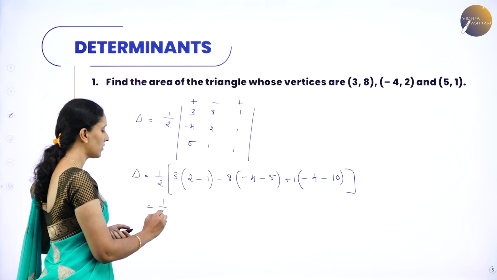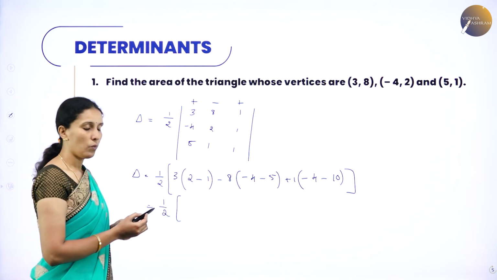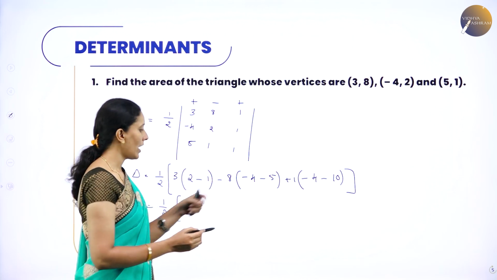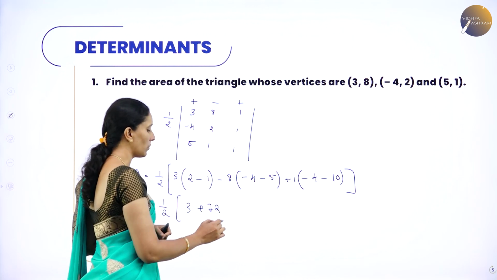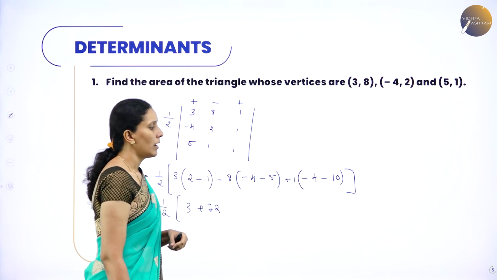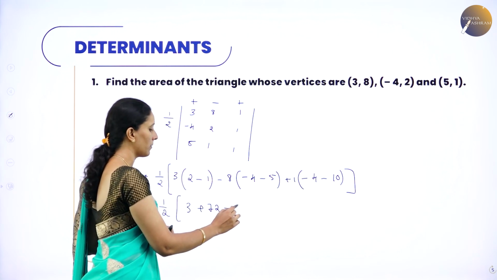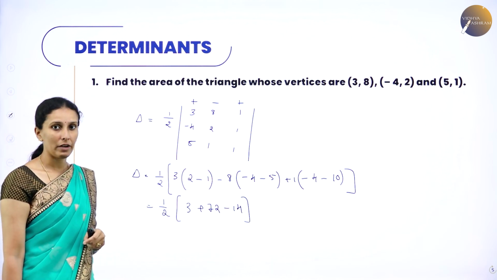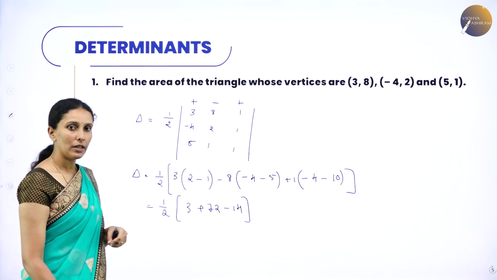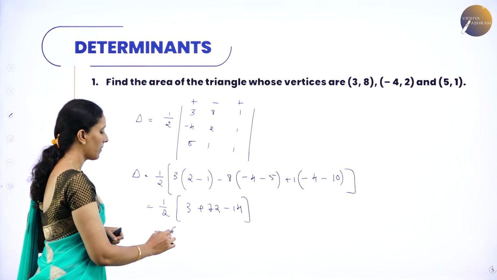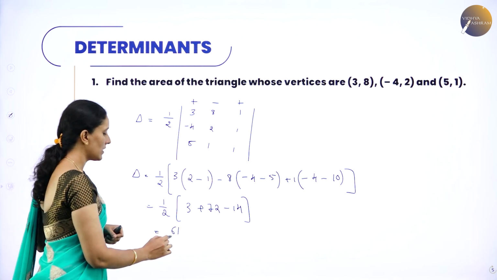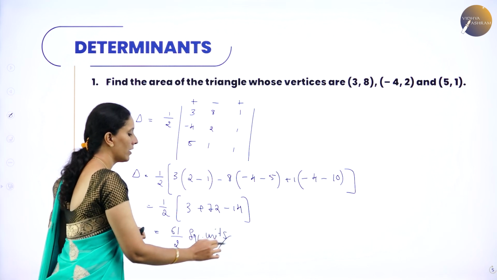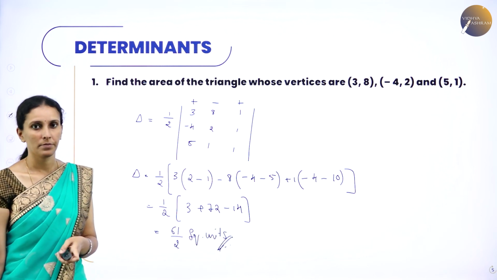So, it is half. Now, here it is 2 minus 1, which is 1, 3 ones are 3. Minus 4 minus 5 is minus 9. So, minus 8 times minus 9 is plus 72. Next is minus 4 minus 10, which becomes minus 14. So now we have 72 plus 3, which is 75. 75 minus 14 becomes 61. Therefore, the area is 61 by 2 square units. Because this is area, the unit must be in square units.